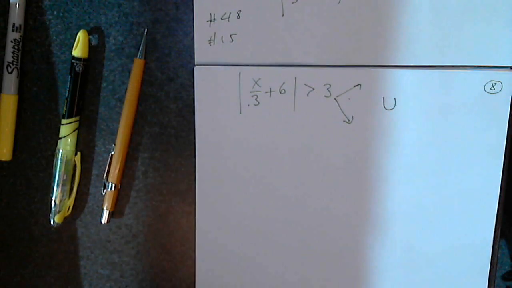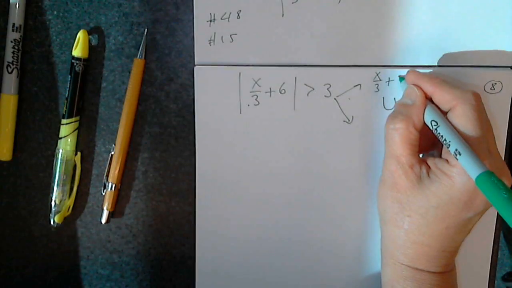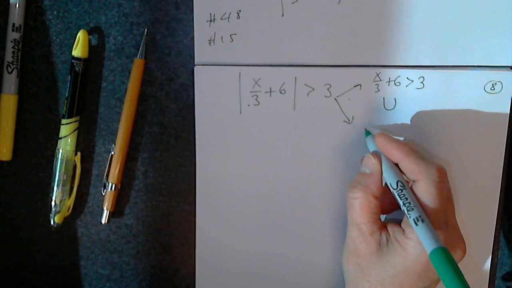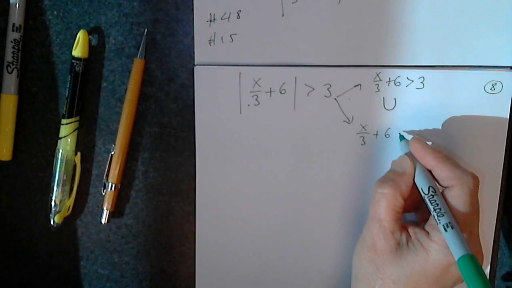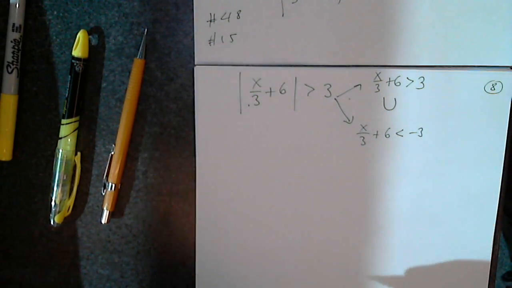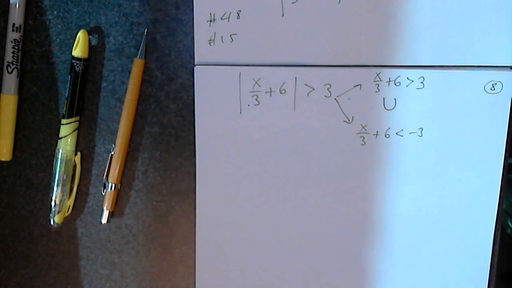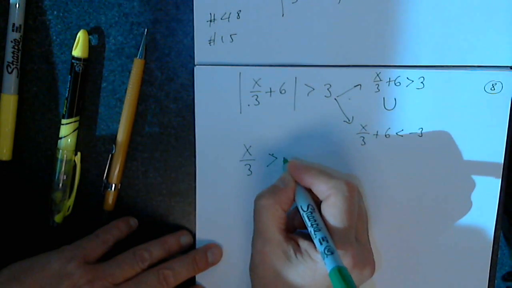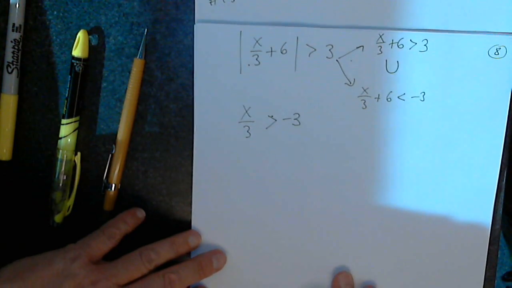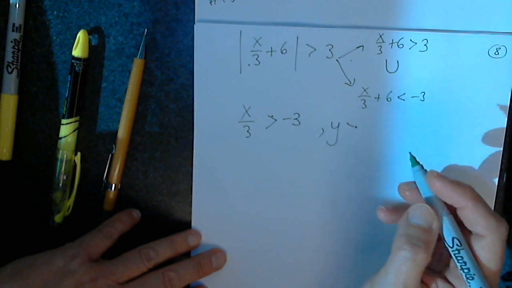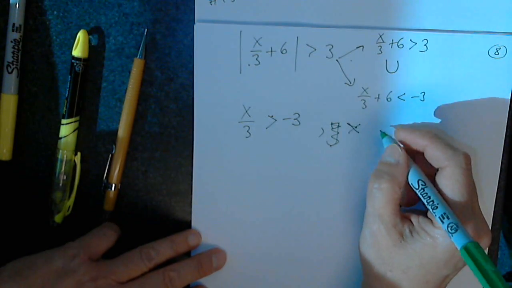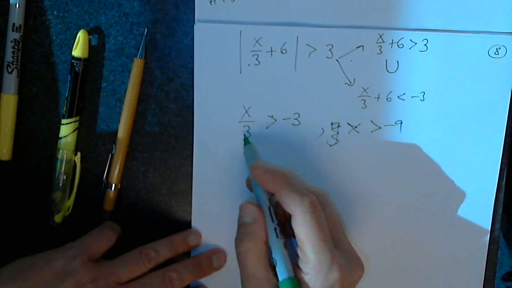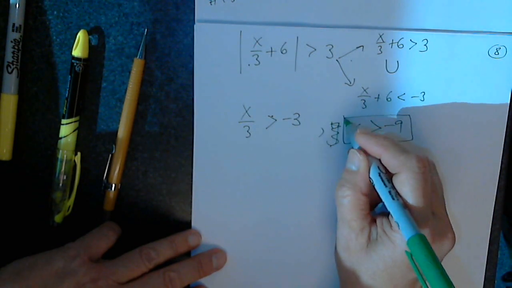So the first option is x over 3 plus 6 is greater than 30. x over 3 plus 6 is less than negative 30. Do you all agree with these two? Yes. Okay. So then I move 6, and I get x over 3 greater than negative 3. And I multiply both sides by 3 to get x greater than negative 9.